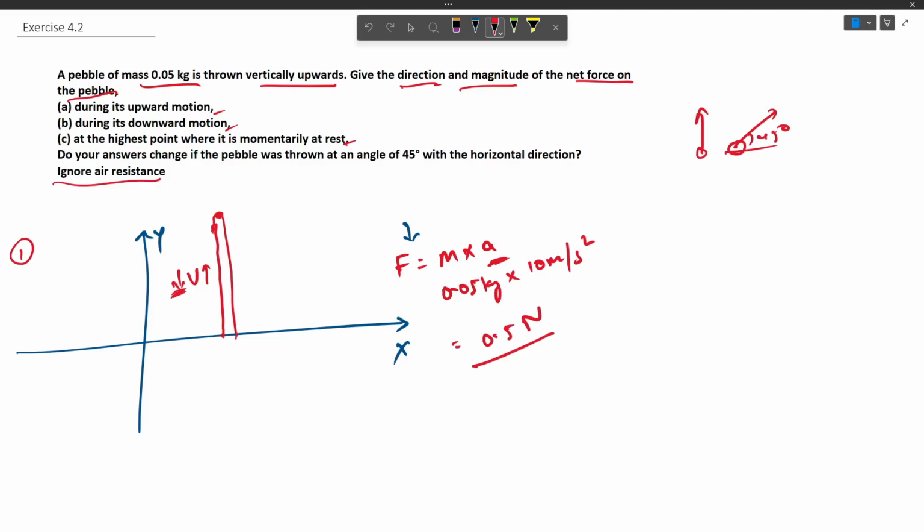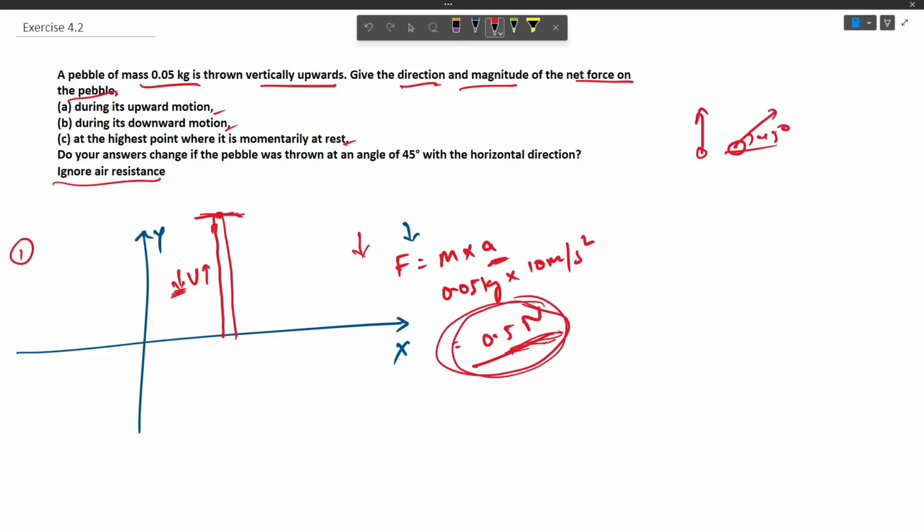So this force is always acting in the downward direction, irrespective of the position of the body. So when it is moving upward, this force is acting, which is leading to the deceleration of the body. And when it is at the topmost position, momentarily at rest, then also this force is acting. And when it is moving downward, then also this force is acting, and this force now results in the increase in velocity with time, because the velocity is in the same direction as that of the acceleration. So in all the cases, in the first case, there is a force of 0.5 Newton acting on the pebble.